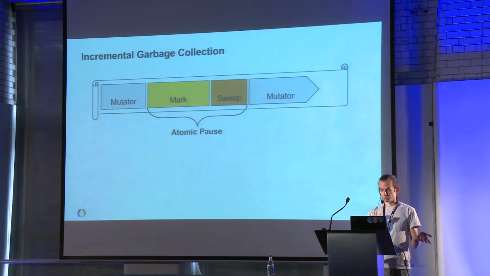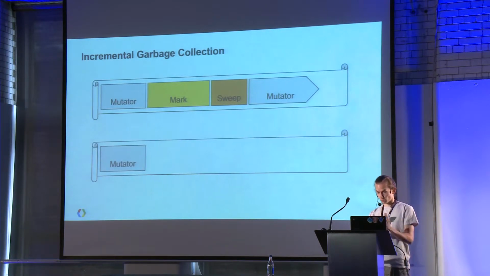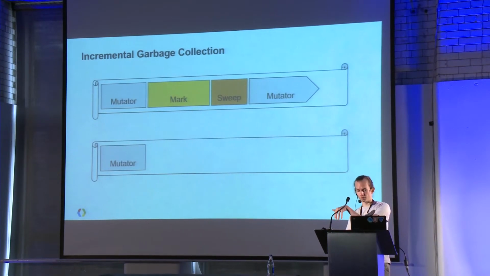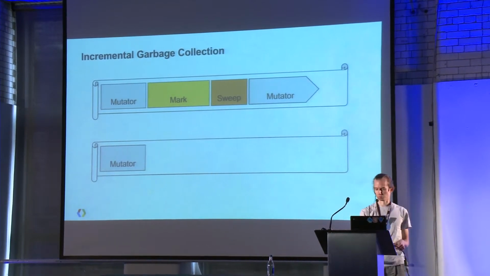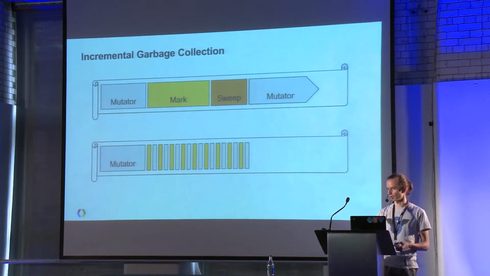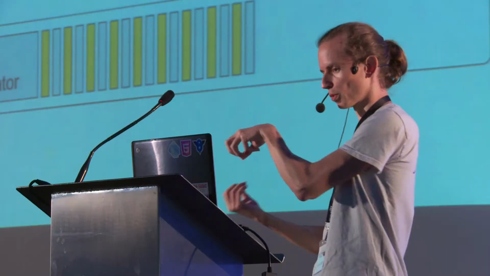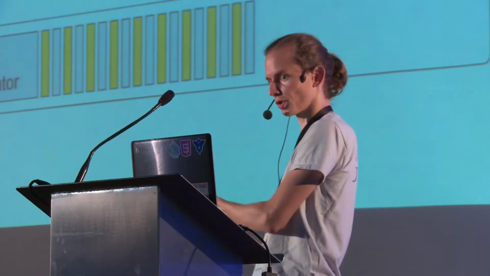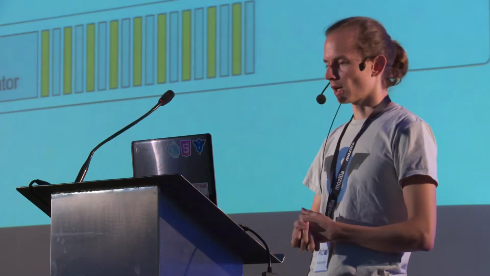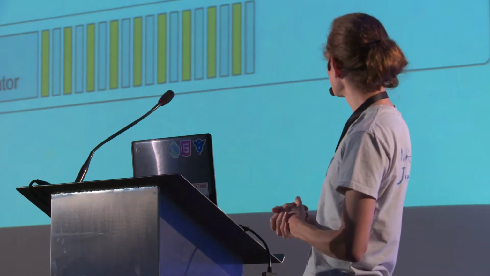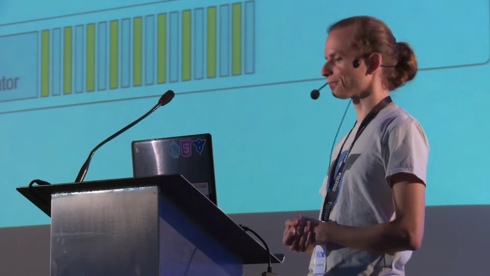Well, one idea is just to chop the marking work into pieces and interleave it with the mutator work. So make it look something like this. And that's completely in line with Node.js's architecture, I guess. Do small amounts of work and then move on to the next thing. Yeah, sounds easy, right? Why didn't we do it right away?